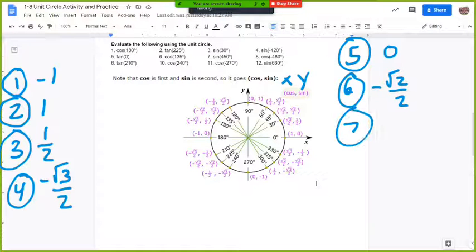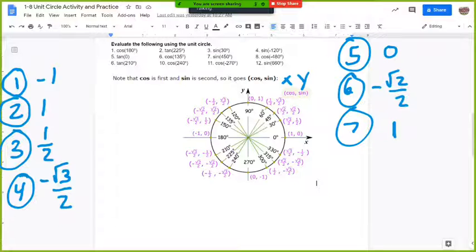Okay, 7, the sine of 450. You have to find a coterminal angle to 450. So 360, and then 90 more gives us 90 degrees. So to do the sine of 450, we're really just doing the sine of 90, because it's the same angle, or at least the same terminal side. So you look at the y-coordinate, and you get 1.